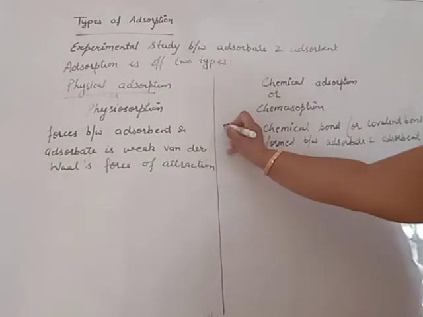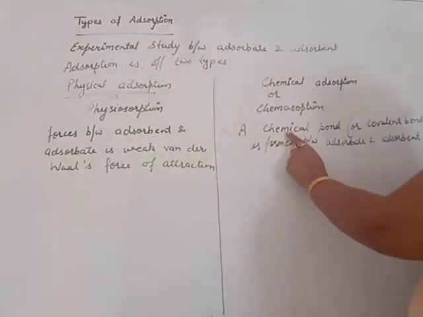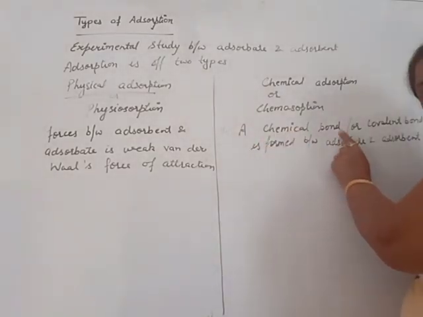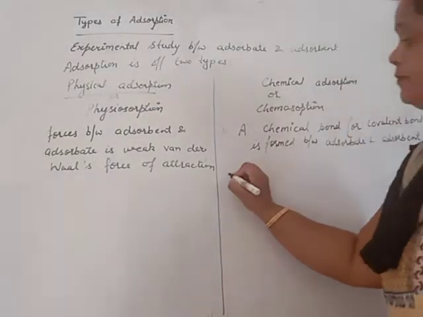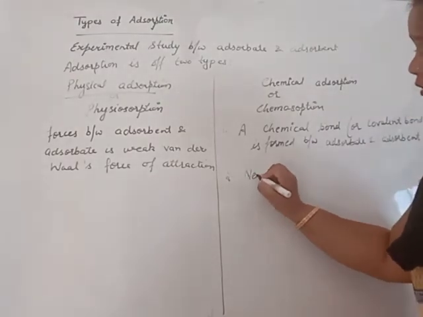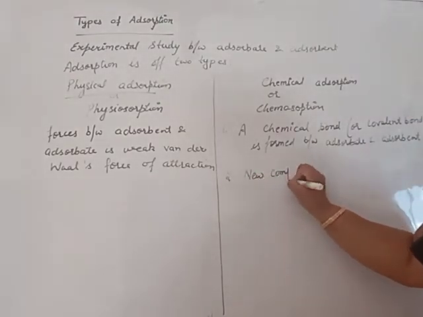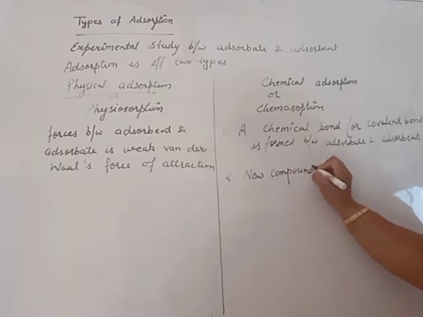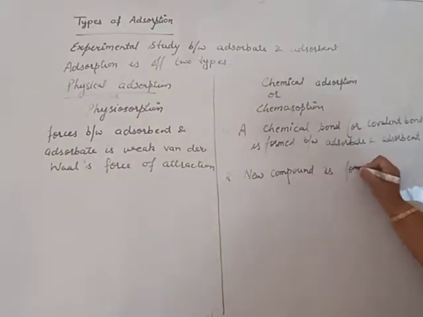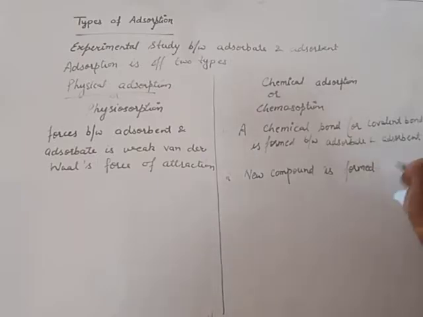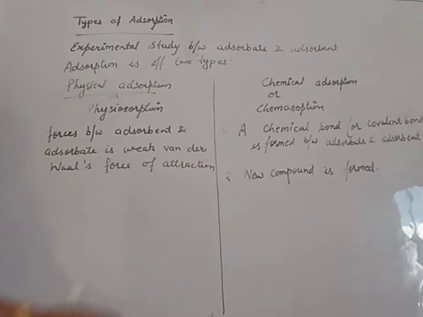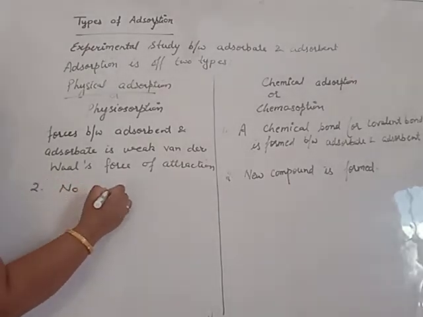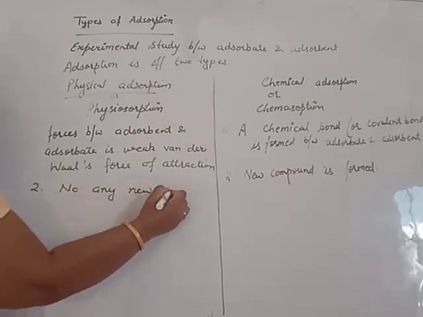First point, beta, chemical bond formed means chemical reaction takes place, a new product or new compound is formed. In this case, a new compound is formed. But here, there is only weak force of attraction, no chemical reaction takes place. Second point, no new compound is formed.